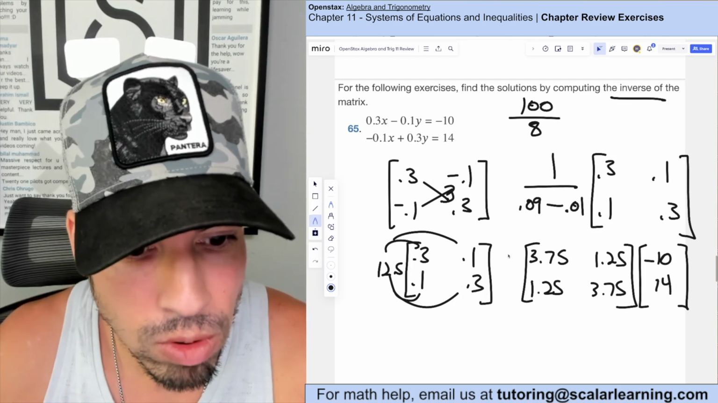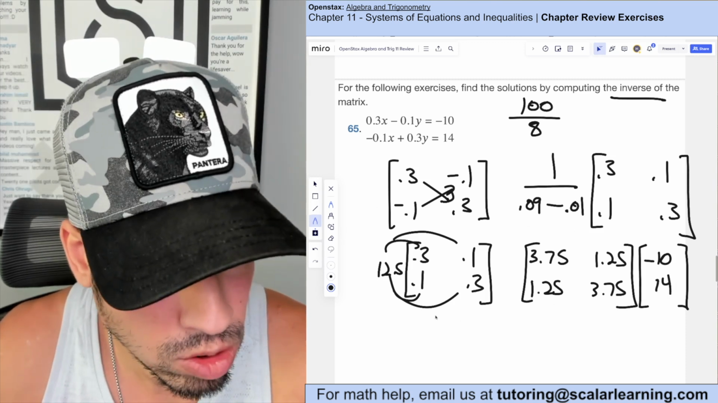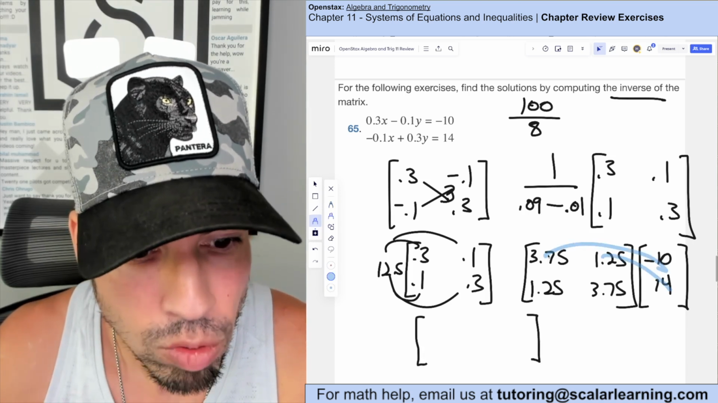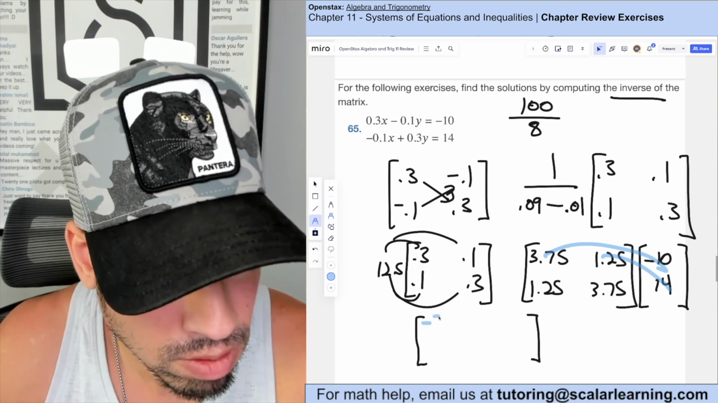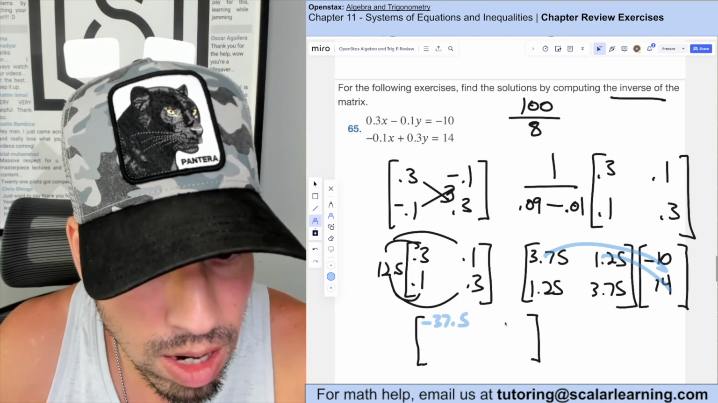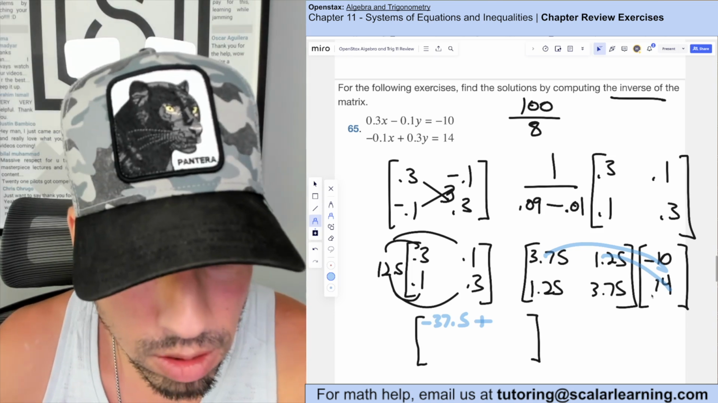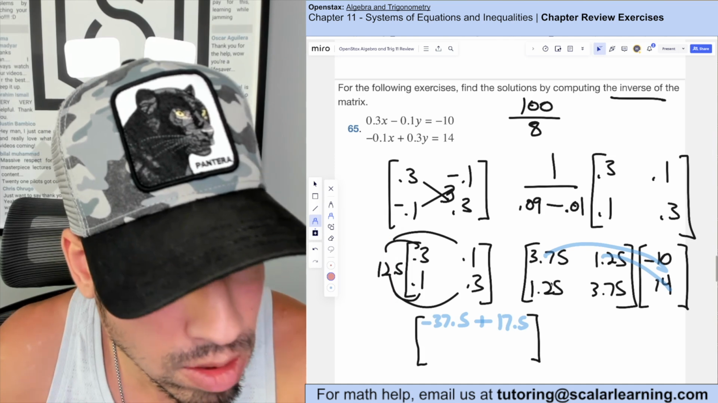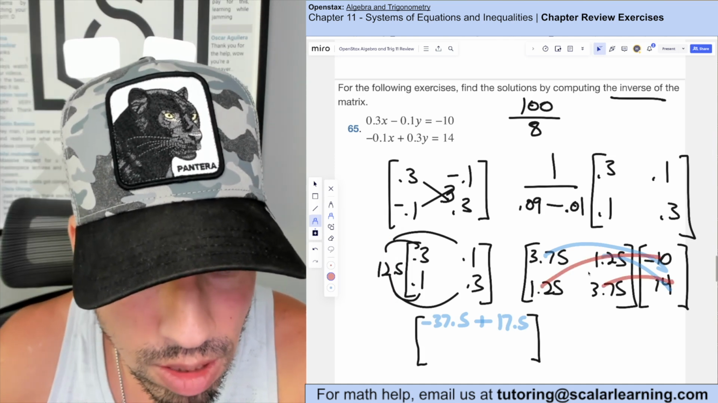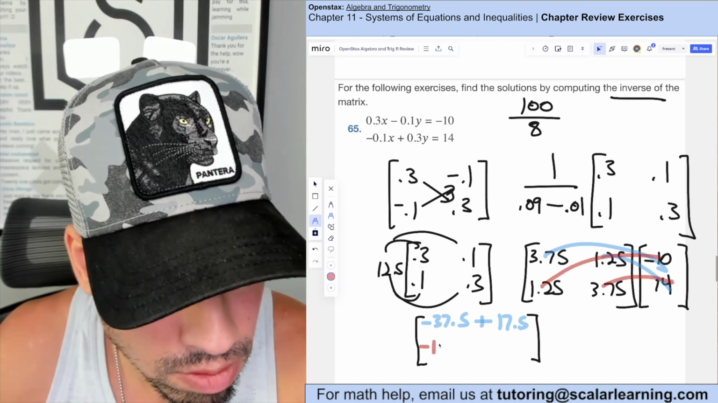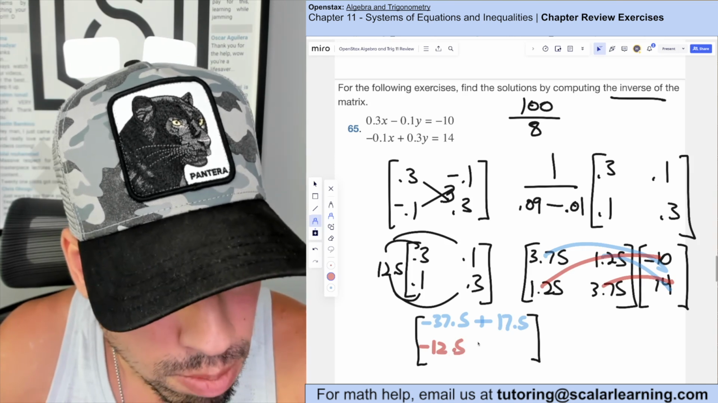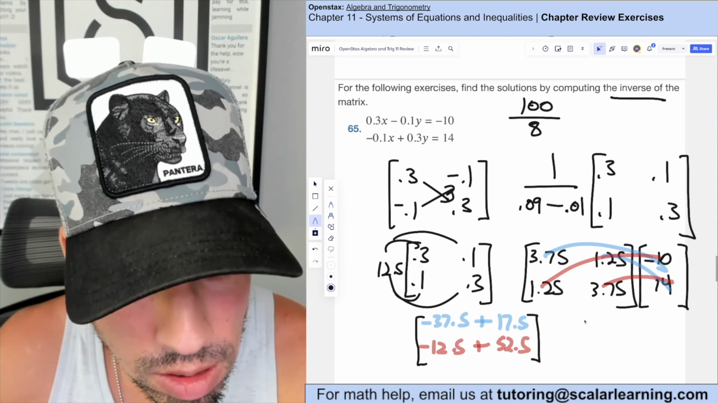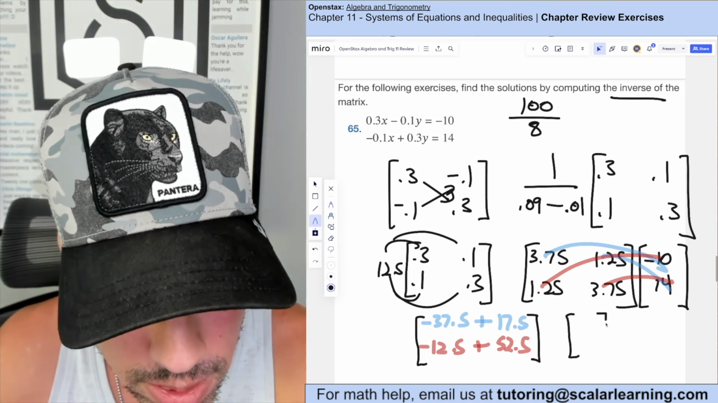All right, now for the final matrix, what we do is we multiply this by this plus this times that. So that's 3.75 times negative 10 is negative 37.5 plus 14 times 1.25, which is 17.5. And then we go this times this plus this times this. So that's again negative 12.5 plus 52.5, all right? And what does this simplify to for our final little matrix here?